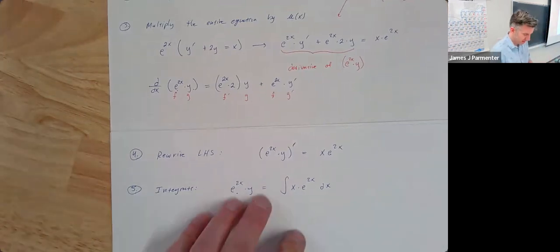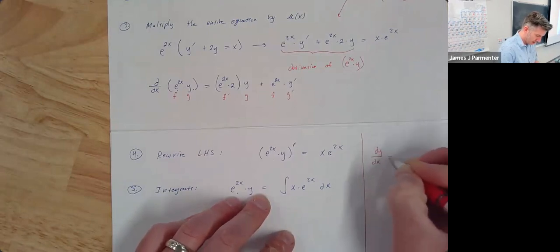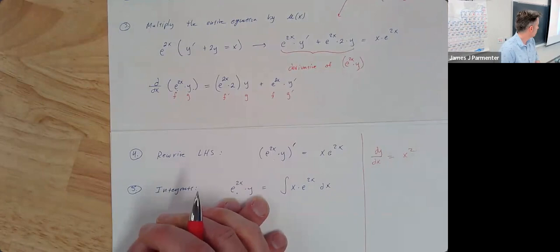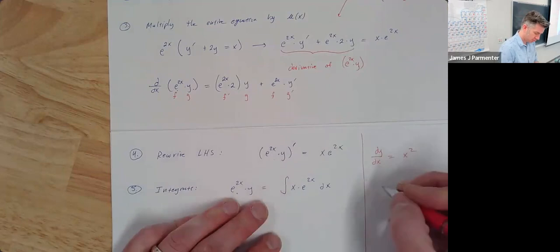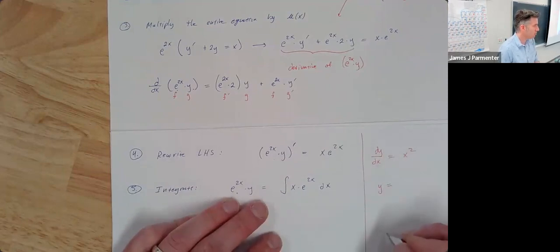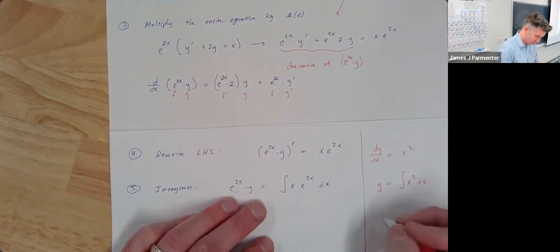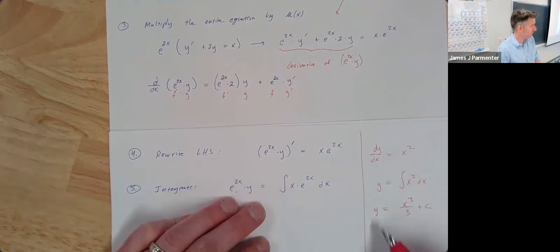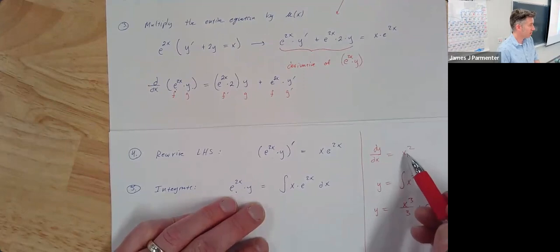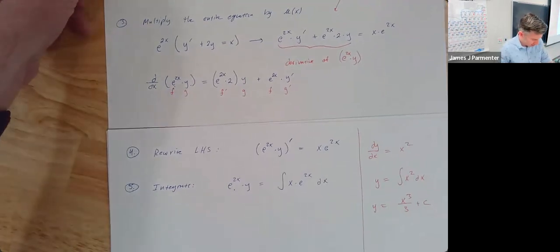It'd be kind of like if I said the derivative of y is equal to x squared. How would I find y? Well, it's got to be the antiderivative of x squared. So if I take the derivative of this, I get x squared. So when the derivative of something is equal to something else, we can find that something by anti-differentiating. Okay, so we're almost done.